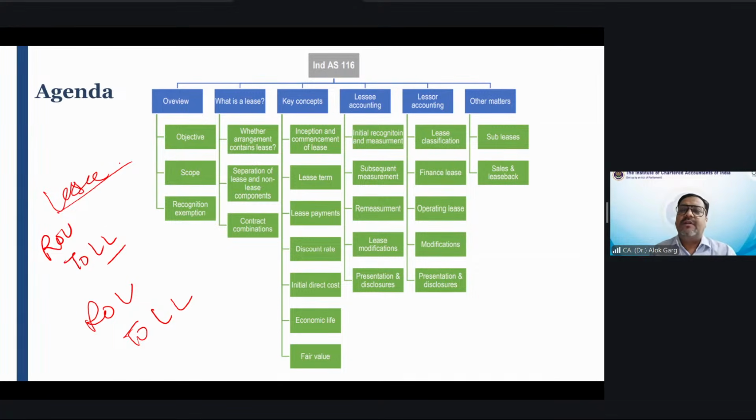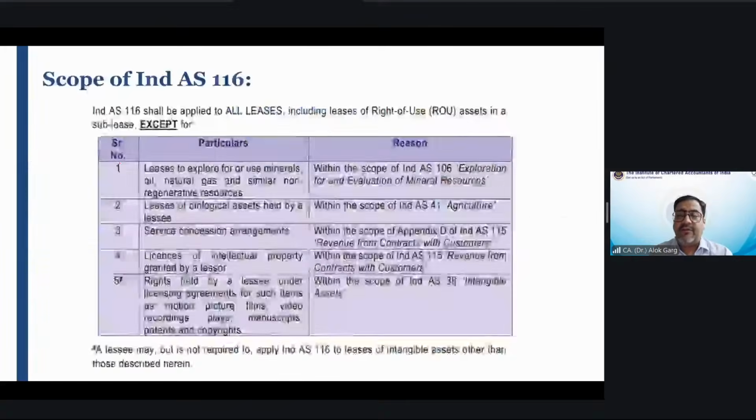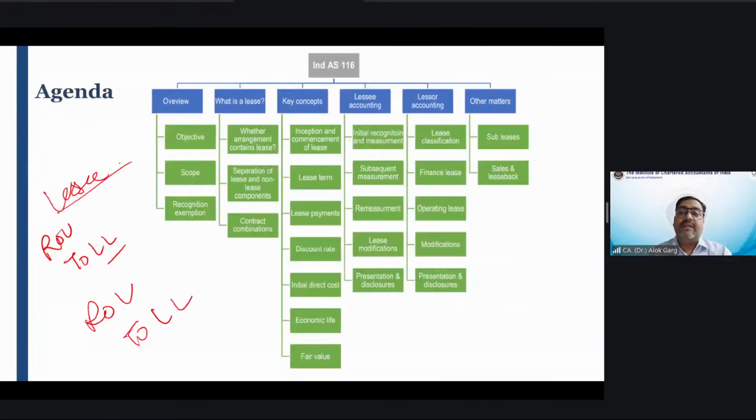Second aspect: this standard has dramatically changed the accounting of many industries, such as airline, oil and gas, telecommunication, retail, and information technology. These companies have a lot of leased assets. My dear friends, in our old scenario, for example, in the case of an operating lease, a telecom company puts a tower on your land or on your terrace, on your roof.